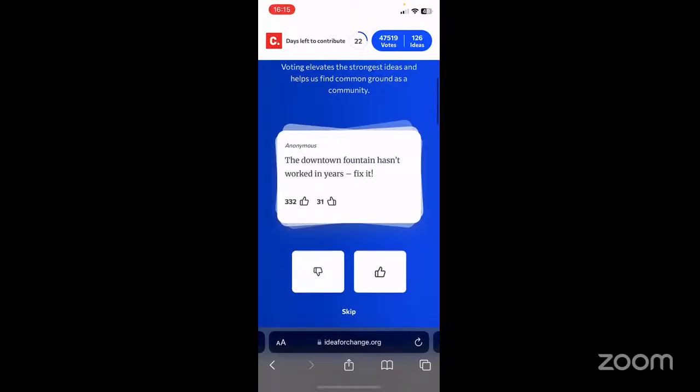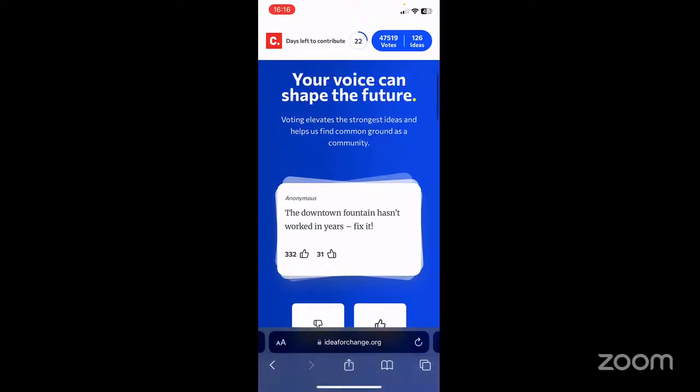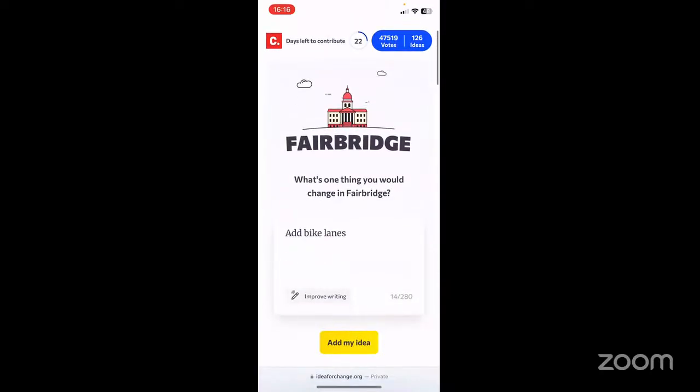Gotcha. All right. And for your city, what kind of ideas, if any, would you be most likely to share here? My actual city? Do you mean Fairbridge or where I actually live? Oh, no, for your actual city. Yeah.